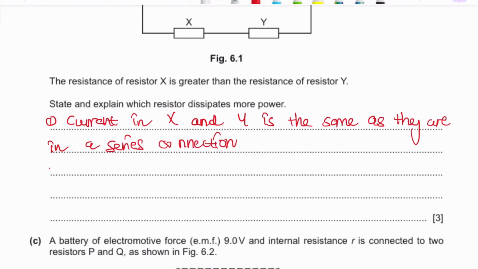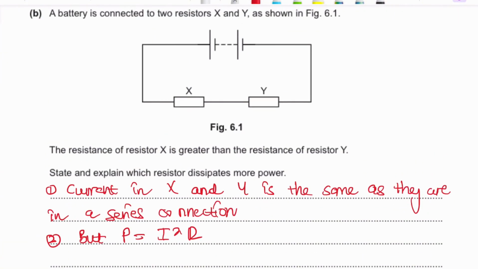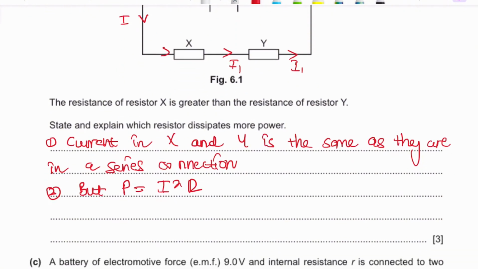But think about this, guys. How do you find power? Power is actually I squared R, right? Since they're in a series connection, the current flowing through here is the same as the current entering there, and the same as the current entering there, the same as the current that enters through the battery. Current doesn't branch. If current doesn't branch, it means that it's the same.